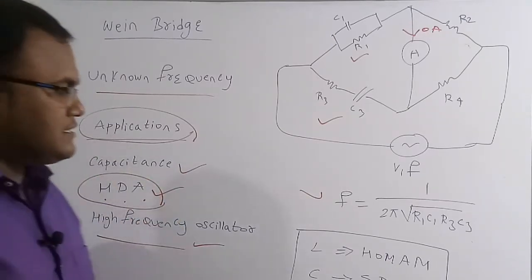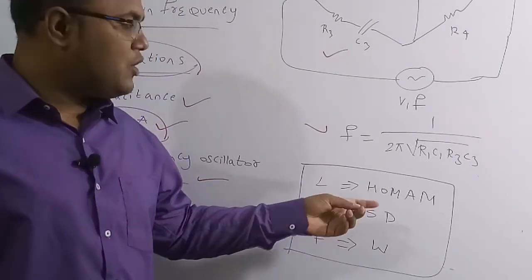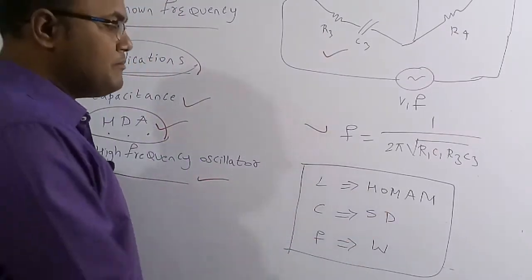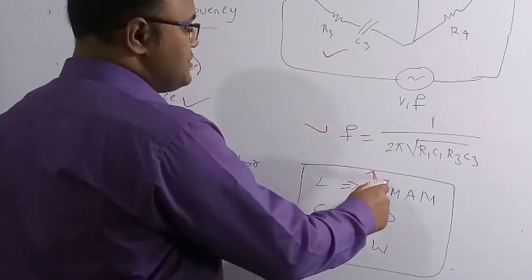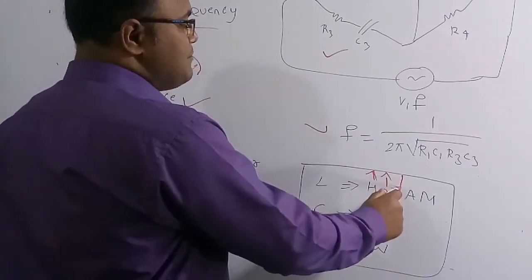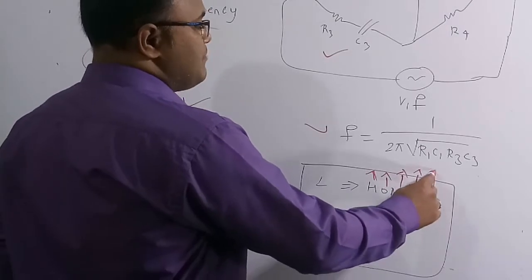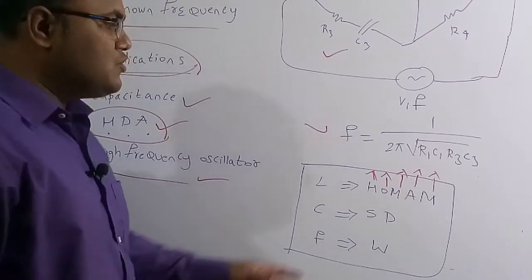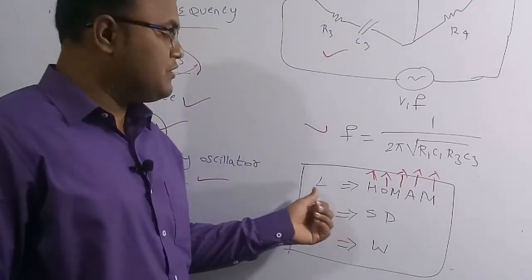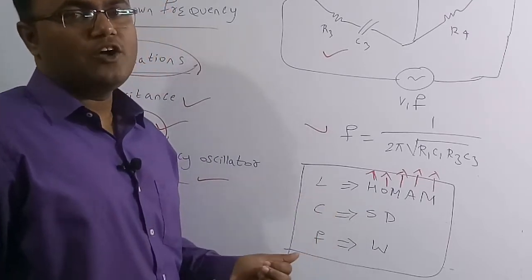Here the inductance is measured by the OHM. The shortcut to remember OHM: H means Hay's bridge, O means Owen's bridge, and M means Maxwell inductance bridge, A means Anderson's bridge, and M means Maxwell inductance capacitance bridge. Therefore, by using these 5 bridges, we can figure out the inductance of the coil.